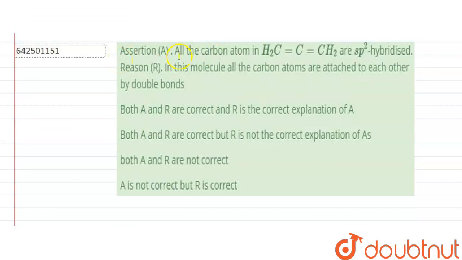Okay, so hello everyone. Now this question over here is an assertion reason type question. The assertion that has been given to us is that all the carbon atoms in this particular compound are sp2 hybridized, and the reason for the same is that in this molecule all the carbon atoms are attached to each other by double bonds. So let us begin with the solution.